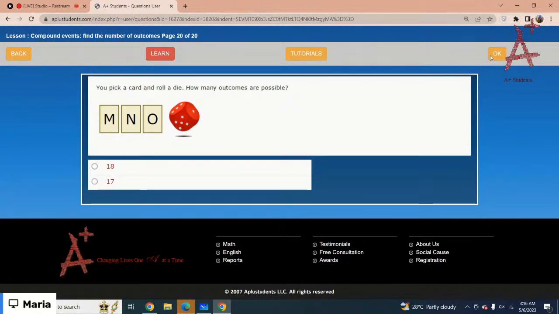You pick a card and roll a die. How many outcomes are possible? It would be 18.